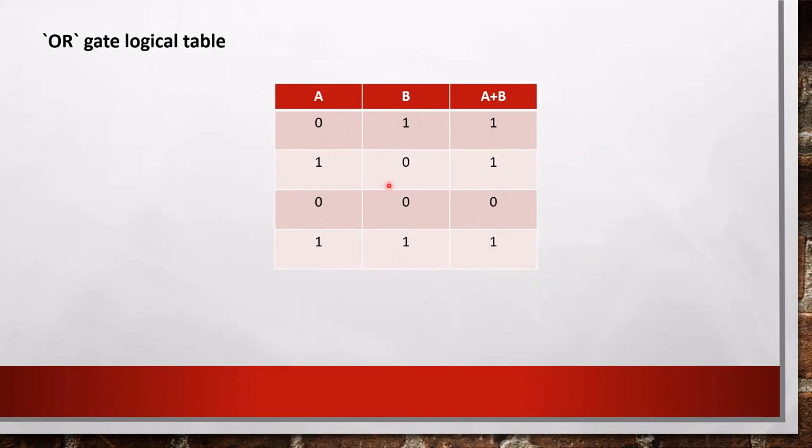Actually, you don't have to remember these tables. You just need to understand how the logic works. At a high level, if it is an AND gate, you need to multiply. And if it is an OR gate, you need to add the data to produce the output.